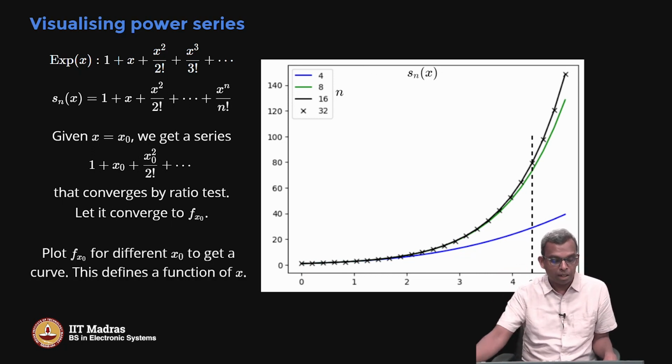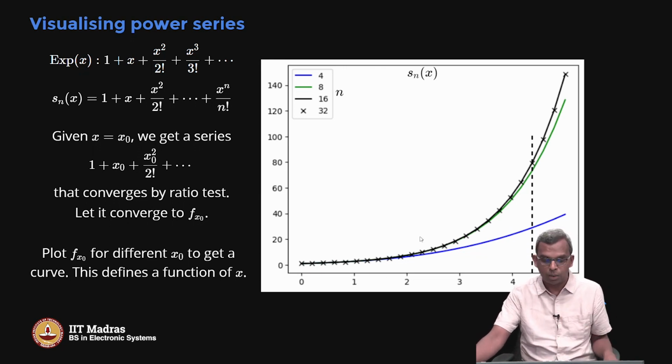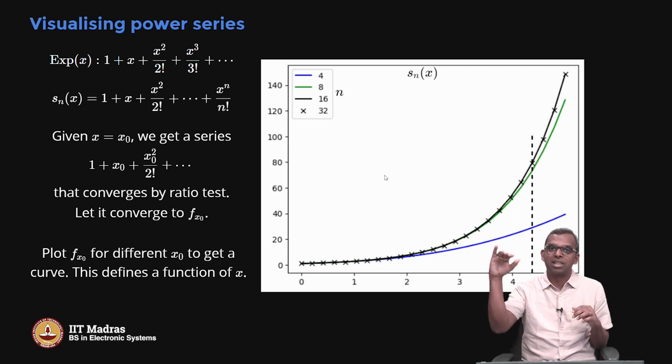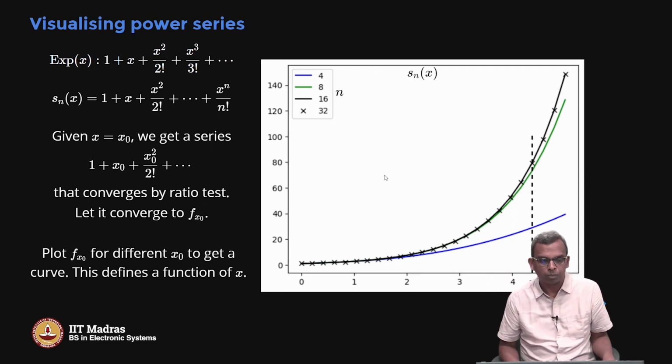So if you plot f(x naught) for different x naught, you get a curve. This is what I've done here, and this defines a function of x. So that's how you have to think of 1 plus x squared by 2 factorial, x cubed by 3 factorial, etc. As you keep increasing n, this series of functions hopefully converges to something, and we are thinking of that function. I hope it's clear to you that for every x naught you get a series, and all the x naughts together give you the power series. So that's how it works.